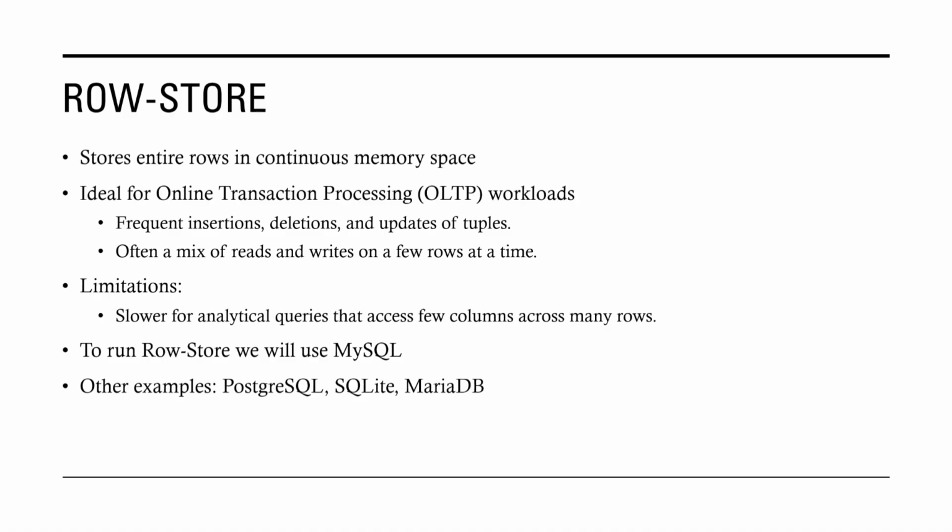To begin with, we have the row store model. The fundamental idea here is that it stores the entire row or tuples in a continuous memory space. This structure is ideal for online transaction processing, or OLTP, workloads. OLTP involves frequent insertions, deletions, and updates of tuples, and often a mix of reads and writes on a few rows at a time. However, the row store architecture does have its limitations. It is slower for analytical queries that access few columns across many rows. In our experiment, we will be using MySQL for our row store benchmarks, but other examples include PostgreSQL and SQLite.